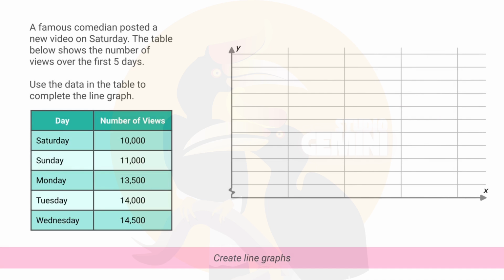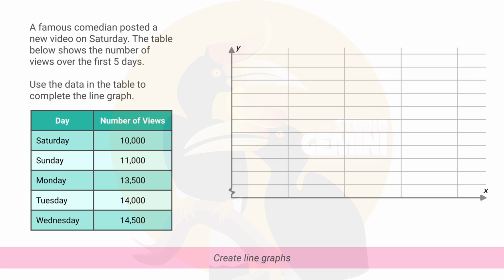Our final example says, a famous comedian posted a new video on Saturday. The table below shows the number of views each day over the first 5 days. Use the data in the table to complete the line graph. We have a table that shows the day and the number of views.